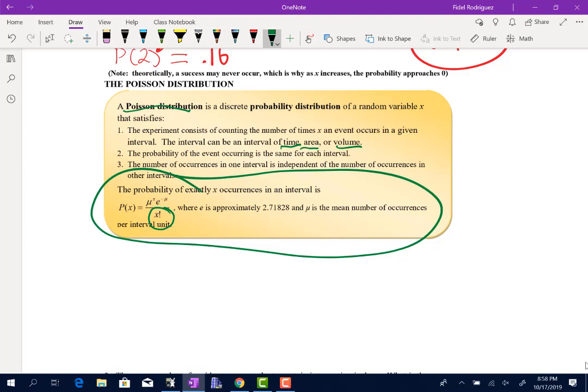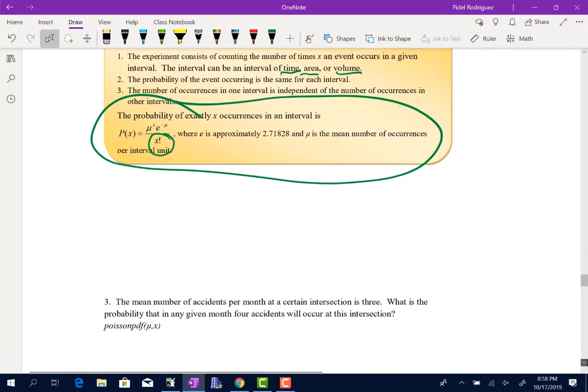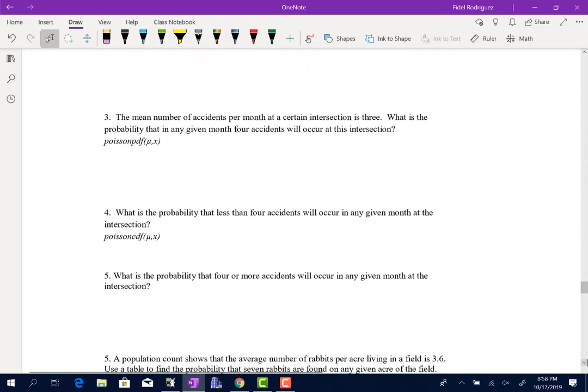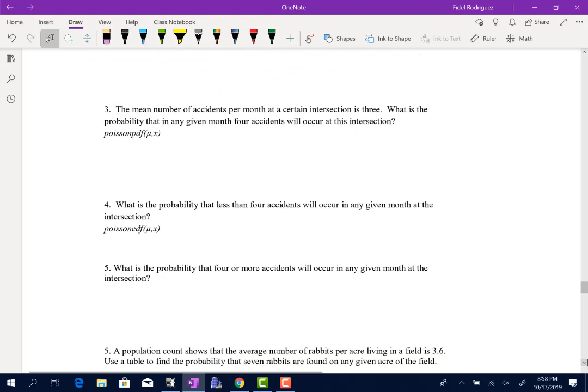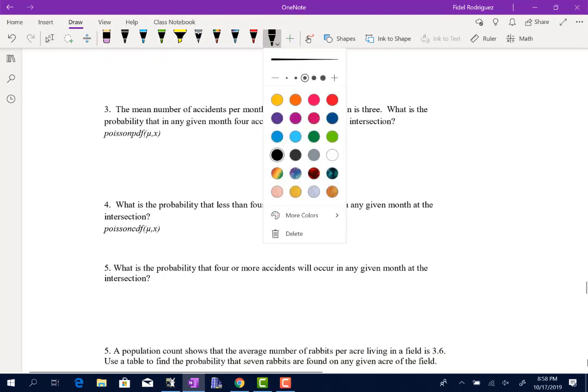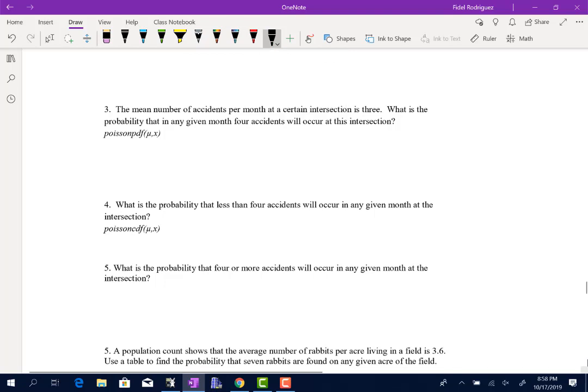Do me a favor, scroll down to the next page, right here. Here it says the mean number of accidents per month at a certain intersection is 3. What's the probability that in any given month 4 accidents will occur at this intersection?